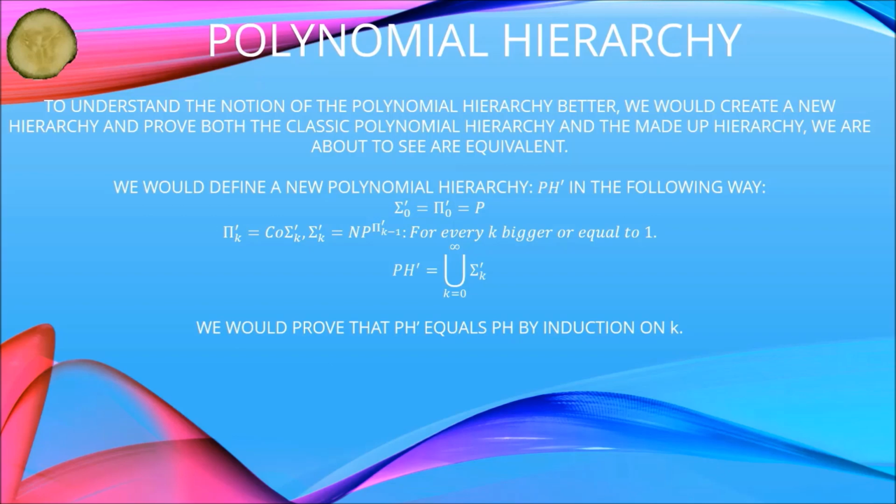We would define a new polynomial hierarchy, PH', in the following way. Σ0' equals Π0' equals P. Πk' equals co-Σk', and Σk' equals NP to the power of Πk-1' for every k bigger or equal to 1. PH' equals the disjunction of k equals 0 all the way to infinity of Σk'.